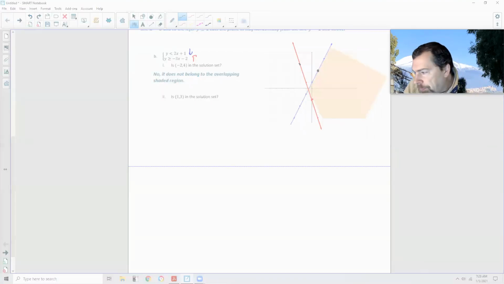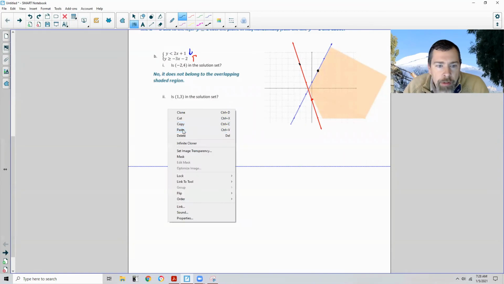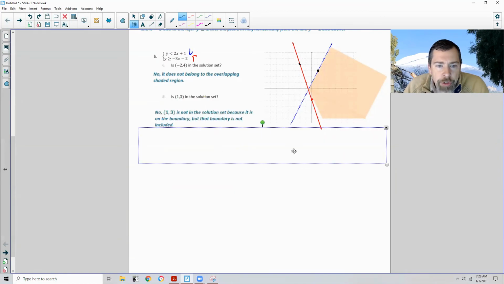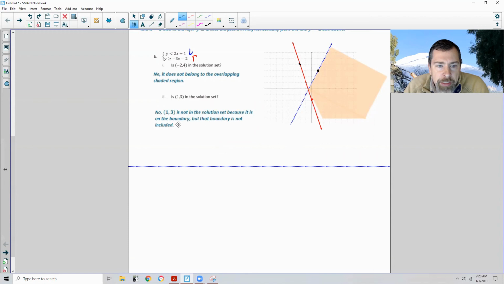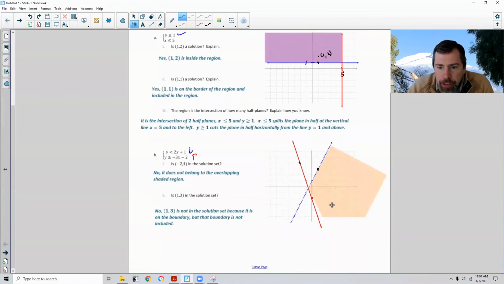I would say, no, 1, 3 is not in the solution set because it is on the boundary, but that boundary is not included because it's not equal. Okay, so there's the first two. Okay, page 2, part 3 says the region is the intersection of how many half planes, and explain how you know. So they're still talking about this one here.